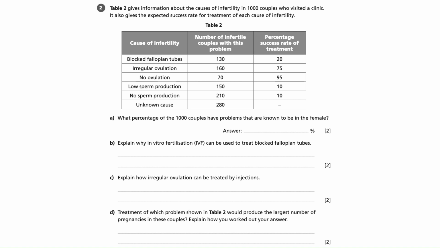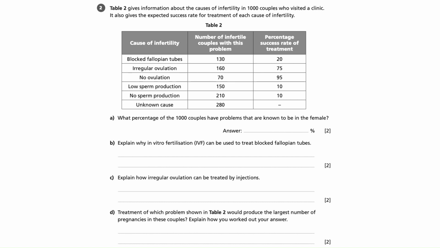Question 2. Table 2 gives information about the causes of infertility in 1,000 couples who visited a clinic. It also gives the expected success rate for treatment of each cause of infertility. We can see there's Table 2 with the cause of infertility, the number of infertile couples with that problem, and the percentage success rate of each of the treatments. Let's look at the question parts now.